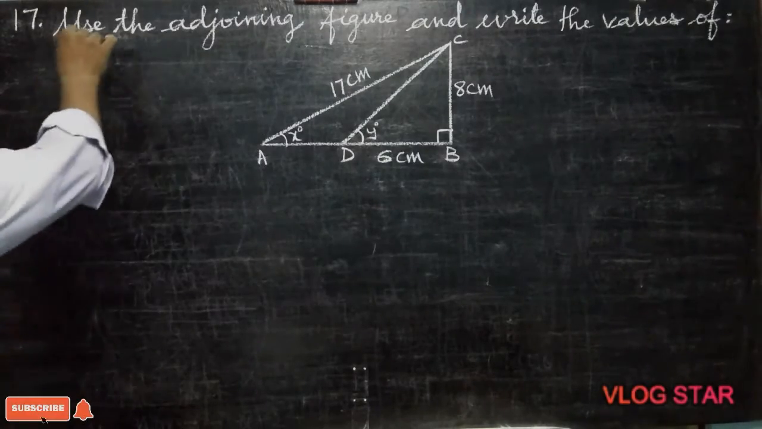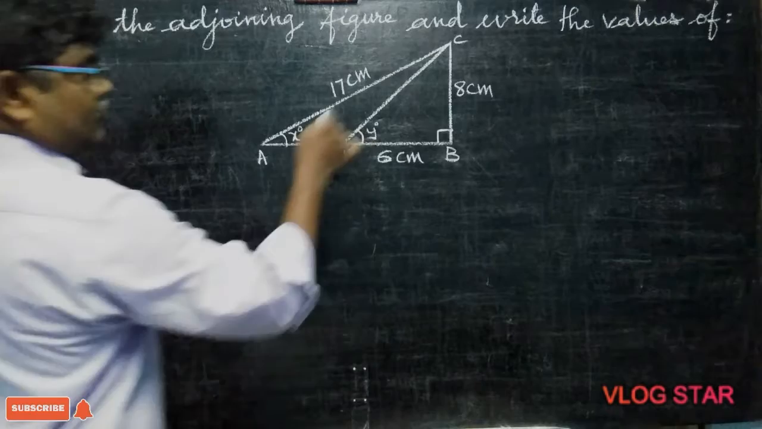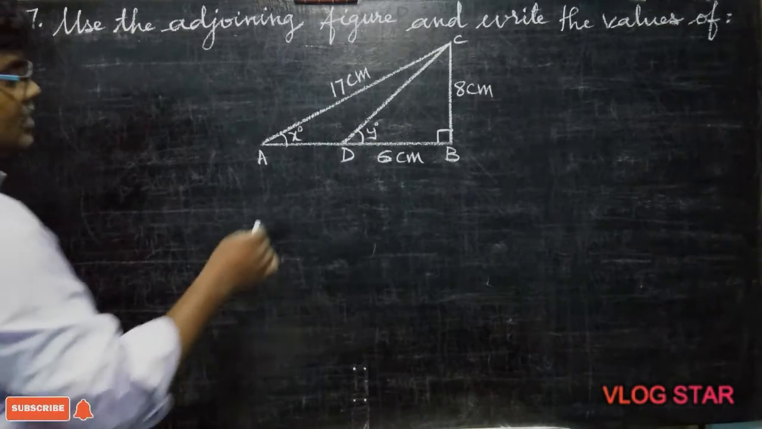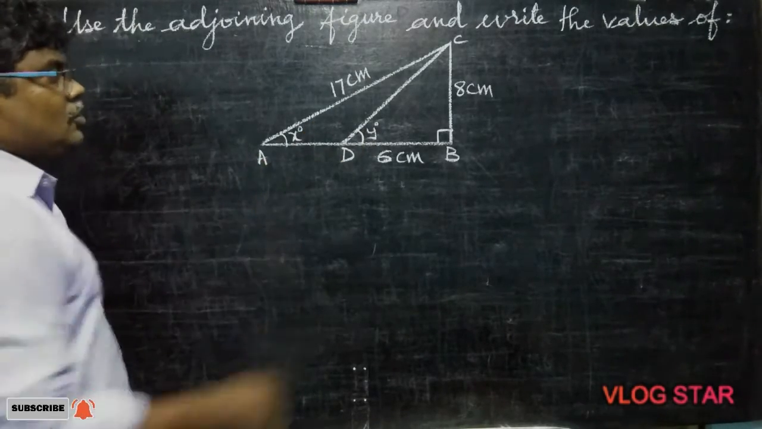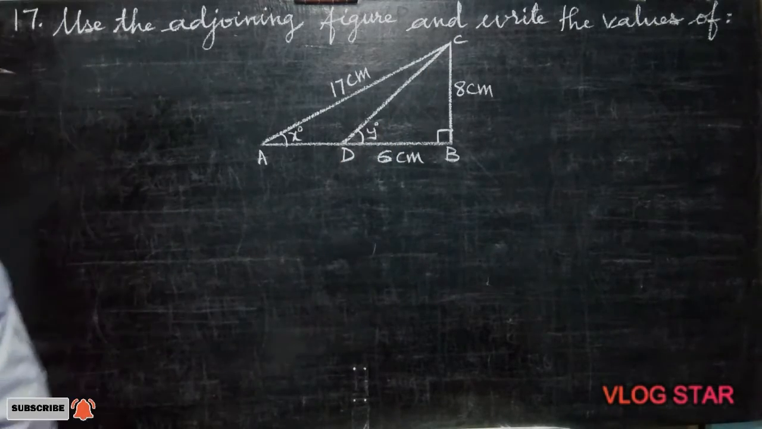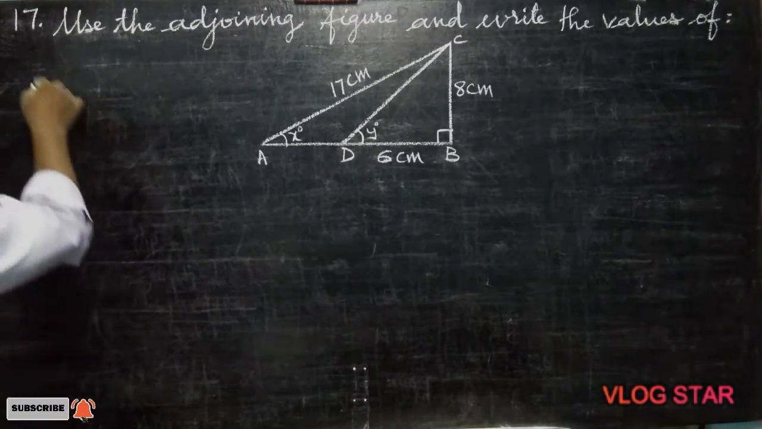17th problem. Use the adjoining figure. This is the figure. Write the values of the given ratios. Before finding the values, some unknown values are there. AD, how much, we don't know. DC, how much, we don't know. So let us find those first, then the remaining we can find.